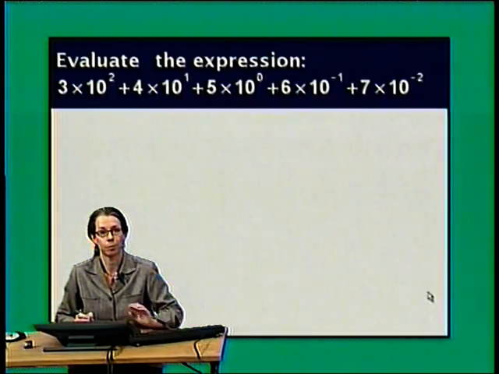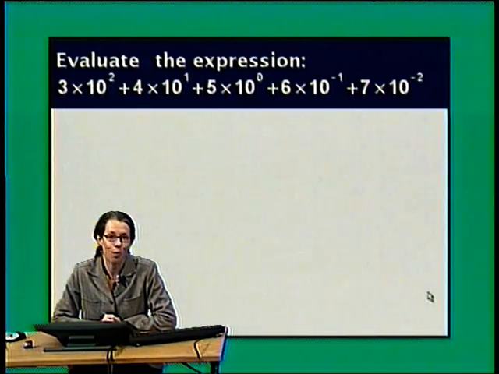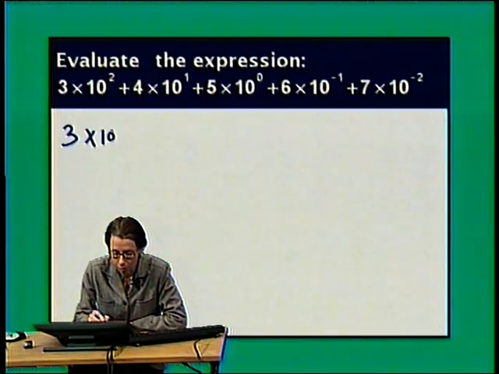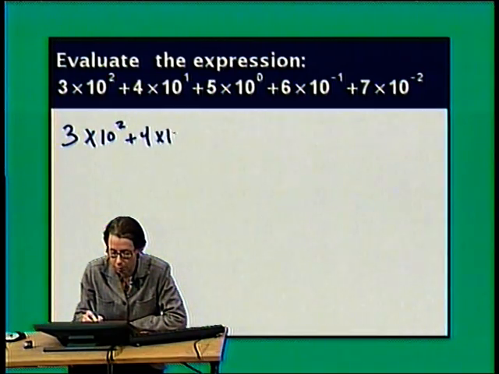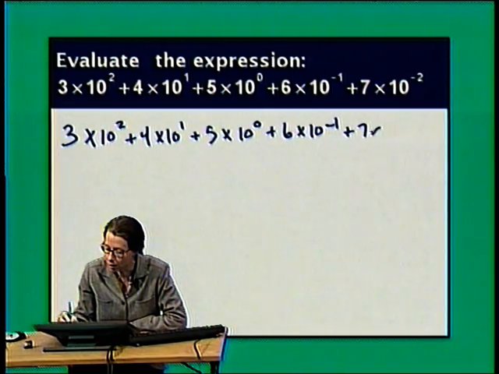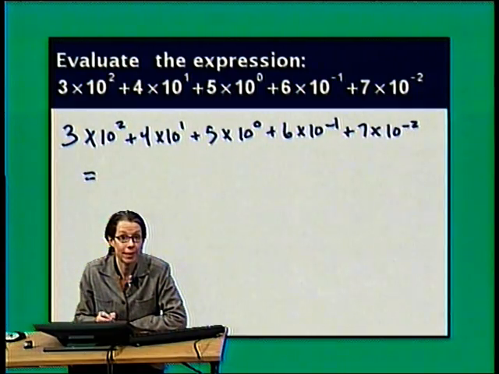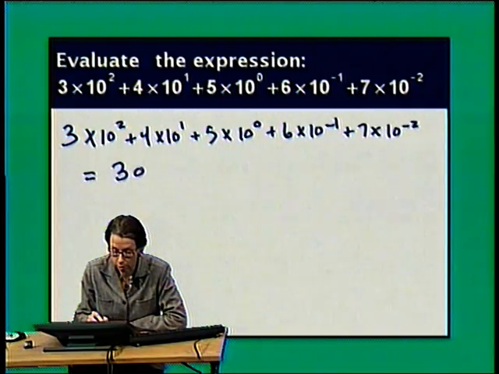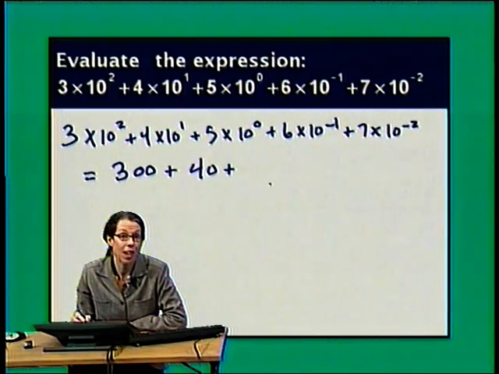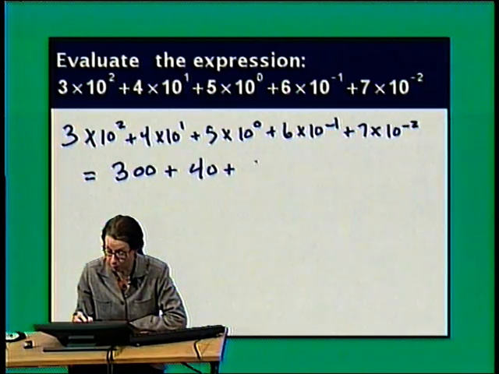Let's look at that another way. Here we're asked to evaluate this rather long expression, but everything involves powers of 10, so the arithmetic should be fairly straightforward. So we have 3 times 10 squared plus 4 times 10 to the 1st plus 5 times 10 to the 0 plus 6 times 10 to the negative 1 plus 7 times 10 to the negative 2. This equals 3 times 10 squared, that's 3 times 100, or 300, plus 4 times 10, that's 40, plus 5 times 10 to the 0, that's just 5 times 1.